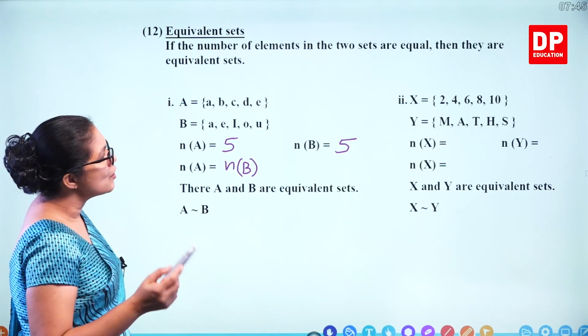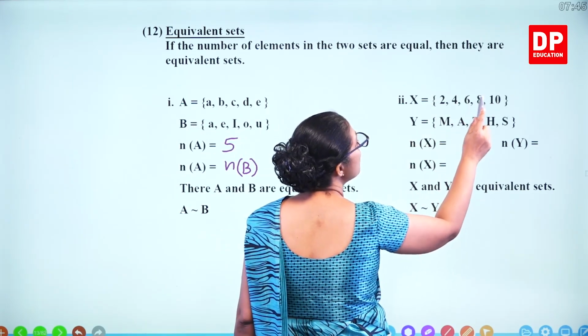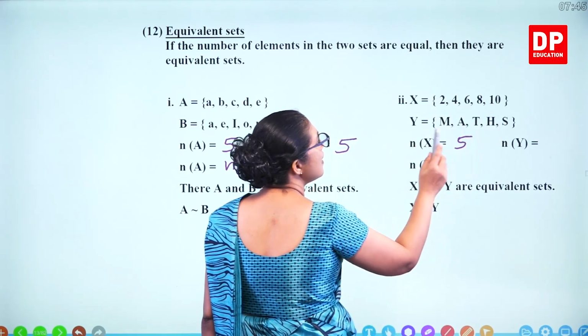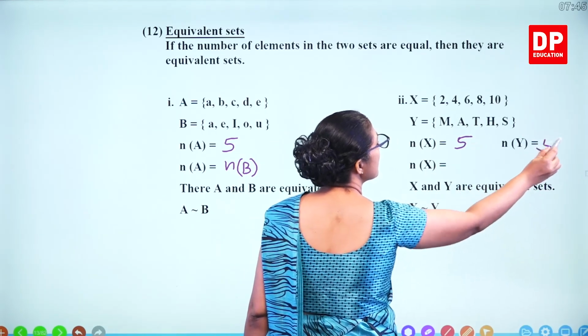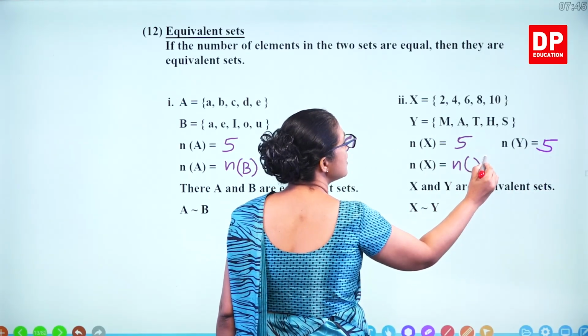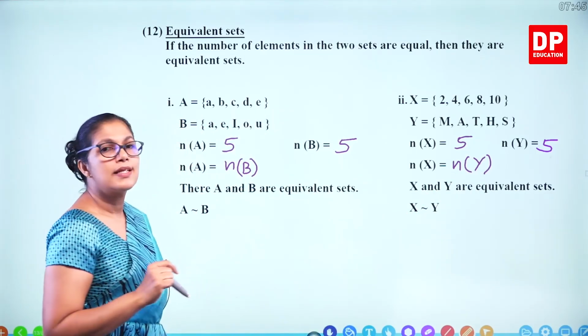Look at X. 2, 4, 6, 8, 10. How many are there? 2, 3, 4, 5. Here in this one, 1, 2, 3, 4, 5. Same thing. 5 and 5. So these two are equal. So X and Y are equivalent sets.